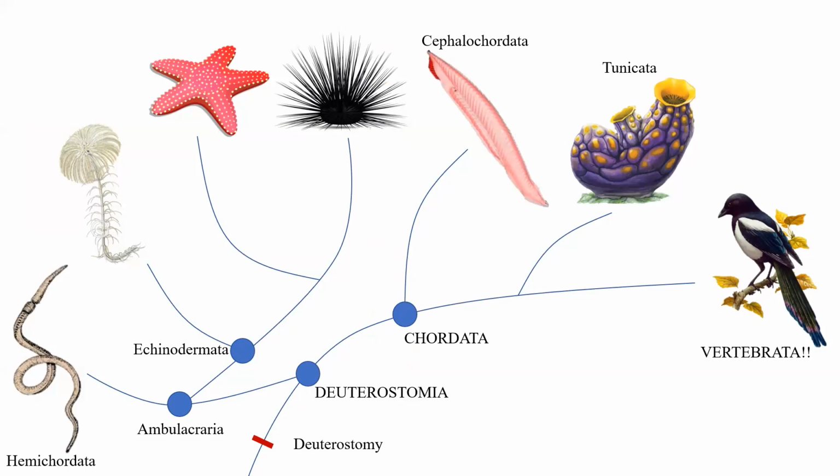So there's two characters that I want you guys to have for deuterostomes, two synapomorphies of deuterostomia. One of them is this condition called deuterostomy. Surprise, I'll tell you what that is. And then the other one is these pharyngeal gill slits. In a larval stage, almost every single one of these organisms has a gill structure for oxygenating their blood. So even a starfish, as a baby, has a kind of gill-like structure.